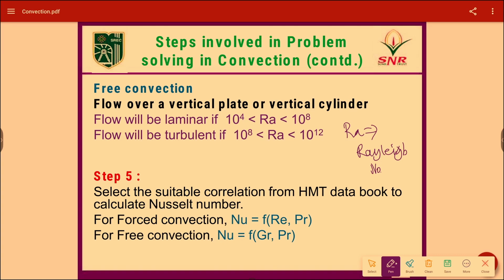If the configuration is something different, the Rayleigh number values for laminar or turbulent flow will also change. The next step is calculating the Nusselt number. For free convection, as we have discussed, the Nusselt number depends upon the Grashof number and Prandtl number. For forced convection, the Nusselt number depends upon the Reynolds number and Prandtl number. So we have to choose an appropriate correlation from the data book, based on the calculated Reynolds number to identify whether the flow is laminar or turbulent, and based on whether it is internal or external flow. We have to choose the correlation which suits us best.